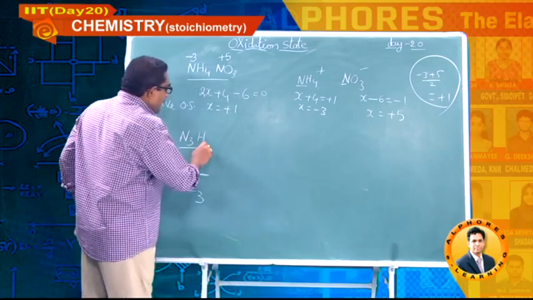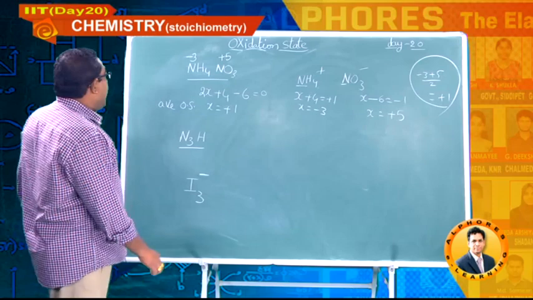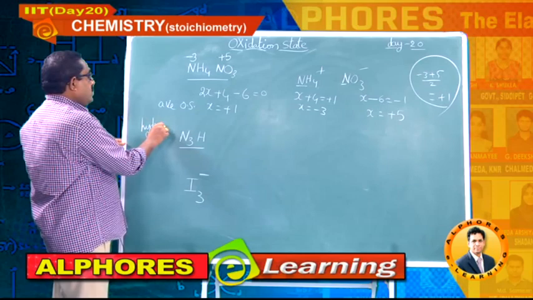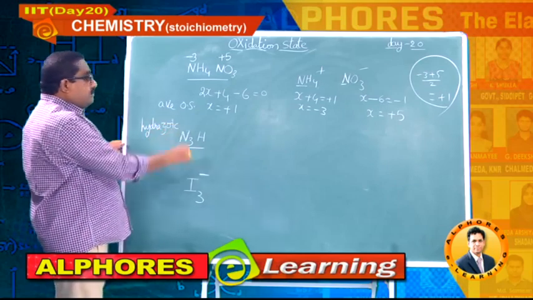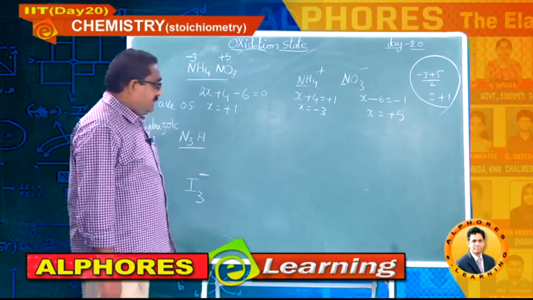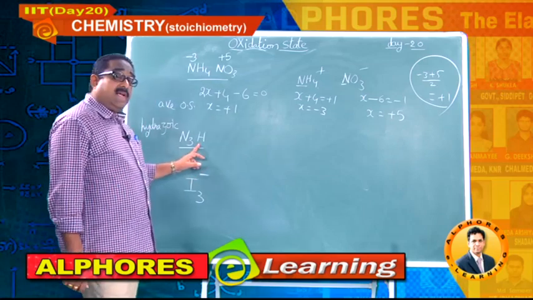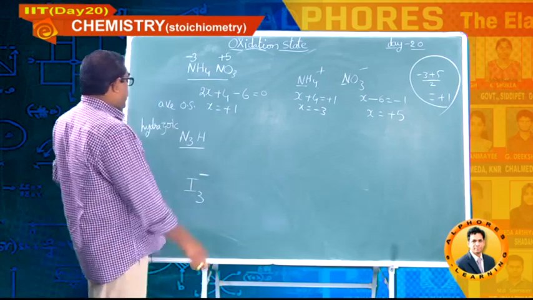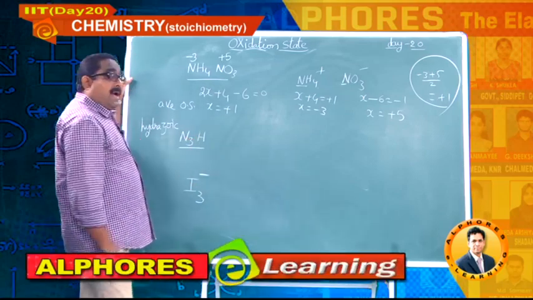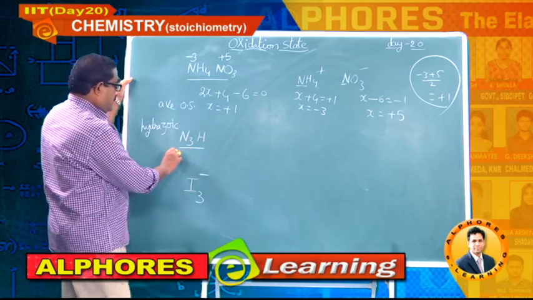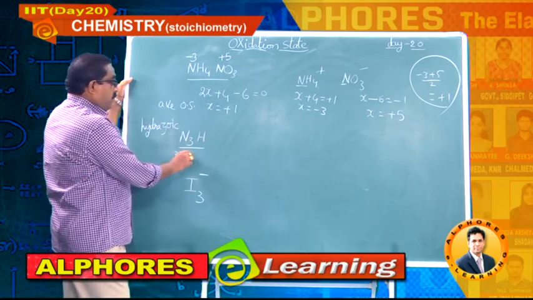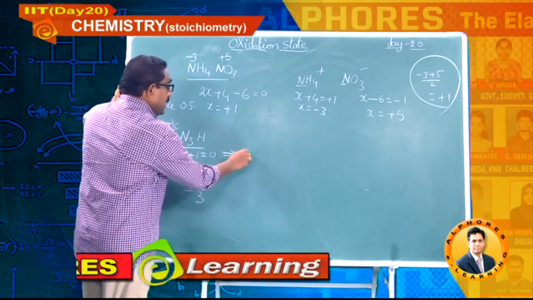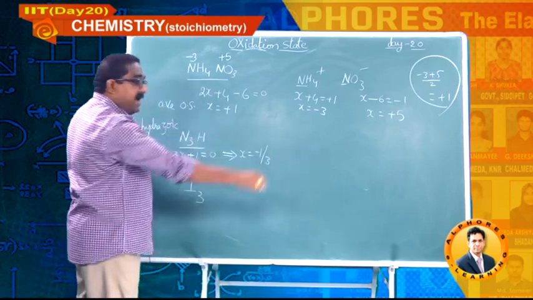Now, let me discuss this. This is hydrazoic acid. This is the acidic hydride of nitrogen. The remaining hydrides are generally basic. Okay. How many nitrogens are there? 3. 3x plus 1 hydrogen equals 0, which implies x equals minus 1 by 3.